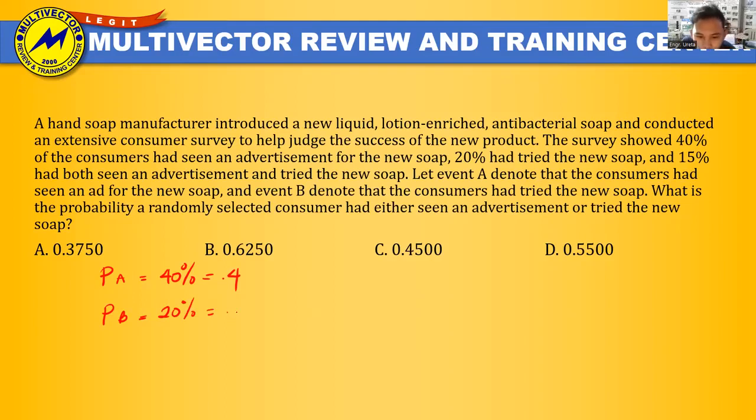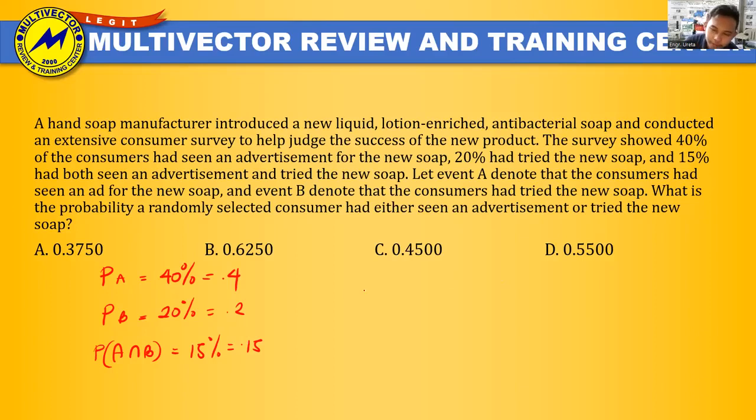Ngayon, yung probability daw, okay, na ginamit yung soap o nakita yung advertisement and ginamit yung soap is just equals to, okay, 15%. Which is 0.15. Okay, ano yung tinatanong? What is the probability that the randomly selected consumer had seen either the advertisement or tried the new soap? Okay, ibig sabihin, hinahanap yung probability na, okay, so kung sino daw yung mga nakakita lang and kung sino lang daw yung mga nakapag-try. Pero hindi pwedeng both. Okay, so tatandaan natin ha.